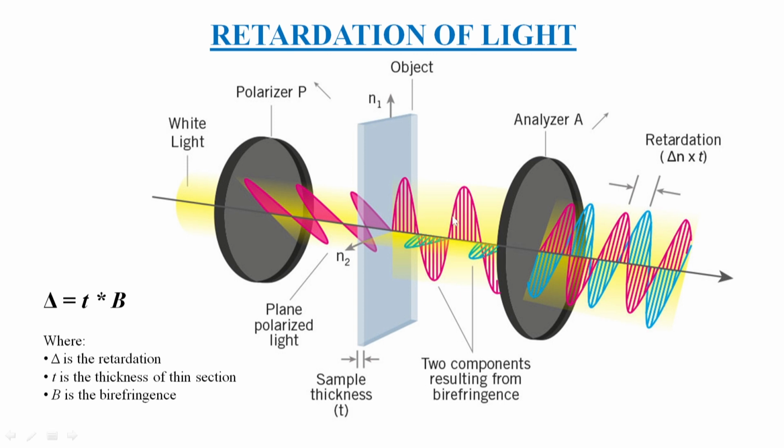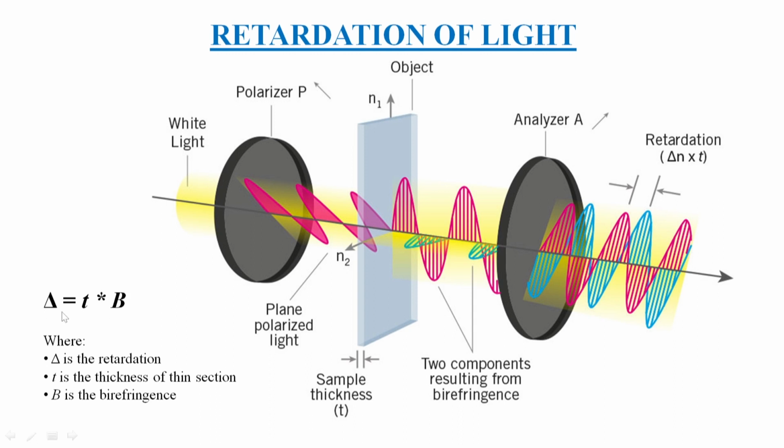So due to that you now have this extraordinary and ordinary ray which are propagating at two different speeds. After passing through the analyzer, they are not in phase, they are now out of phase. So obviously there is some phase difference between this extraordinary and ordinary ray, and this phase difference is referred to as the retardation.